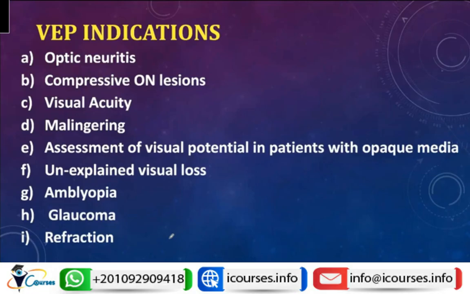So what are the different indications? As we said, in optic neuritis, there will be both reduced amplitude and increased latency. But the main difference here is that the reduced amplitude will return to normal after resolution of the optic neuritis. But the delayed latency will never return to normal, even after the acute attack.